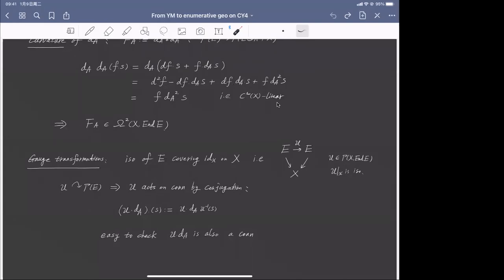So now this U acts on the space of sections, and then it also acts on the space of connections by conjugation. It's easy to check that by this definition, this action, after multiplying by this gauge transformation, is still a connection.